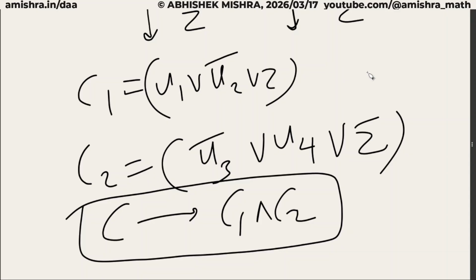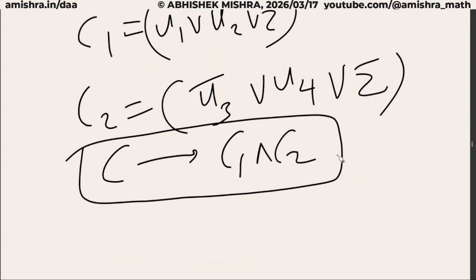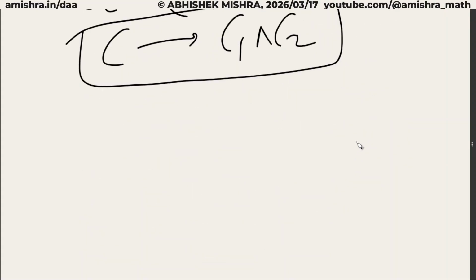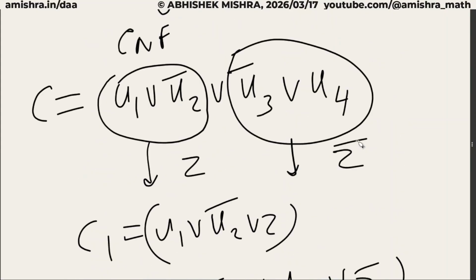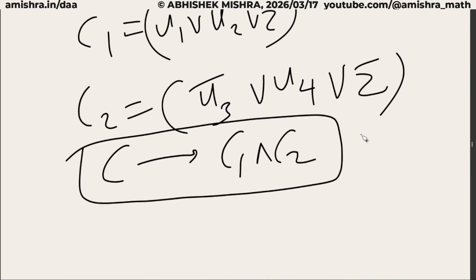Now we should verify that C is satisfiable if and only if C1 and C2 is satisfiable. Again, this is easy to verify. So first assume that C is satisfiable. We take AND of clauses, and within the clause we have OR of literals. So we always take AND. Z is an extra variable. We introduce extra variables.